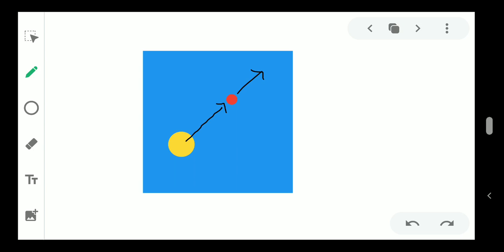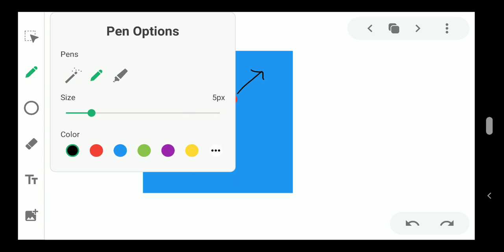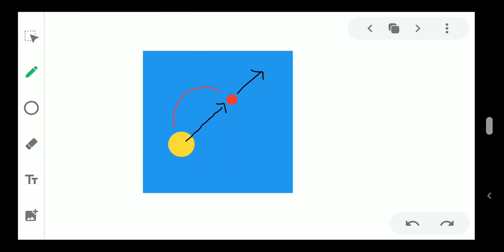So that means something is being transferred from this striker to the coin. So what is that thing which is transferred? One thing we can see noticeably is the velocity. So one portion of the velocity is transferred from the striker to the coin.